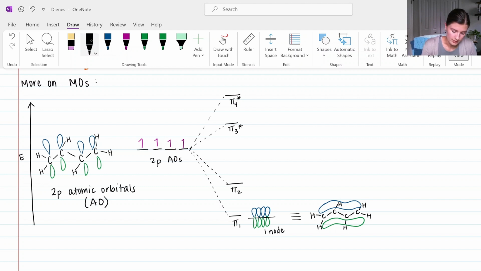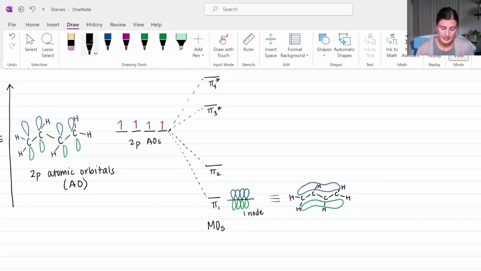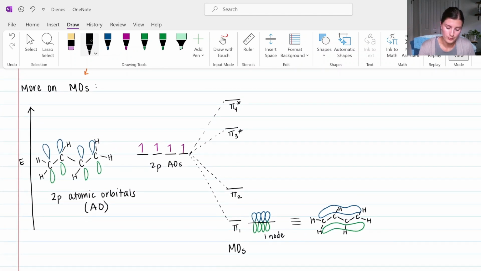So all of these are the MOs. Okay, so we have one node in the pi 1 molecular orbital. The pi 2 molecular orbital will have 2 nodes, and that occurs by keeping the p orbitals in the same phase on the left, and then switching phases for the 2p orbitals on the right.